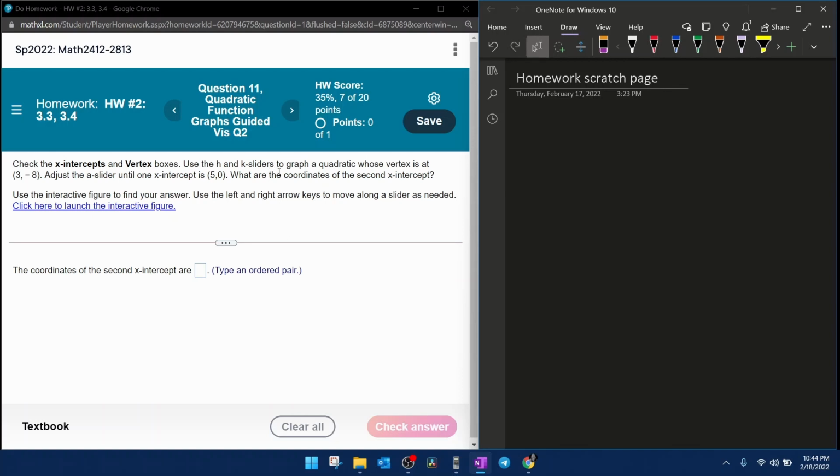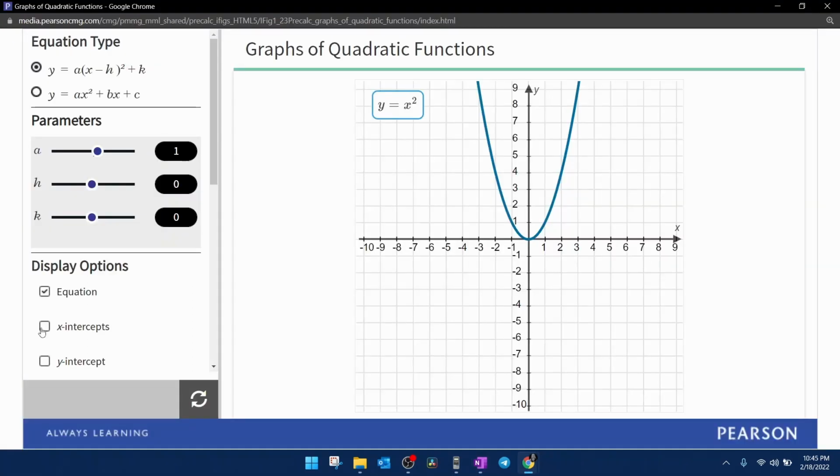Use the h and k sliders to graph a quadratic function whose vertex is at (3, -8). And then they want us to adjust the a slider until one x-intercept is at (5, 0). They want to know what are the coordinates of the second x-intercept. Okay, here we go. First step, checking the x-intercepts and the y-intercepts boxes.